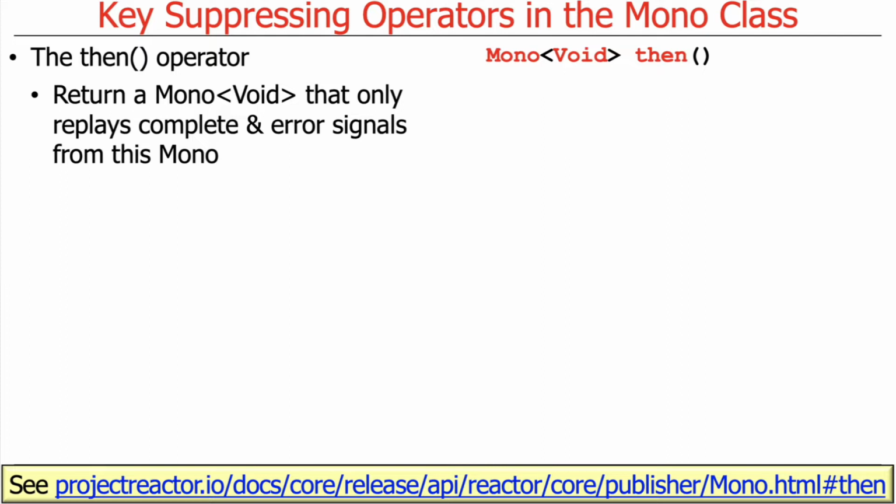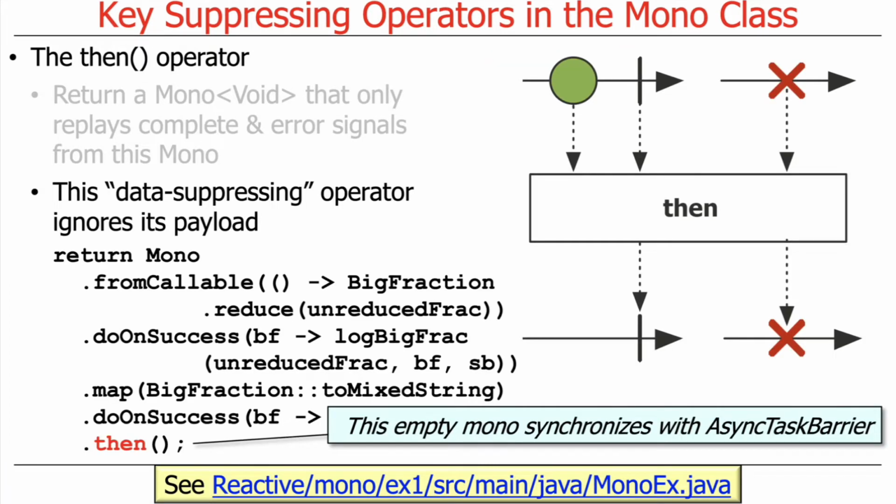You might be asking yourself, what the heck is this about? Why would anybody do something like this? Well, it actually has a really good reason and a very nice purpose. A data suppressing operator, and there's a bunch of them for both Monos and Fluxes, is designed to ignore its payload. So here's an example to illustrate this point.